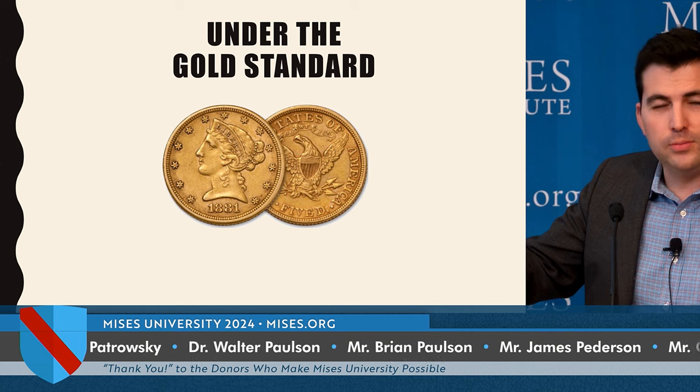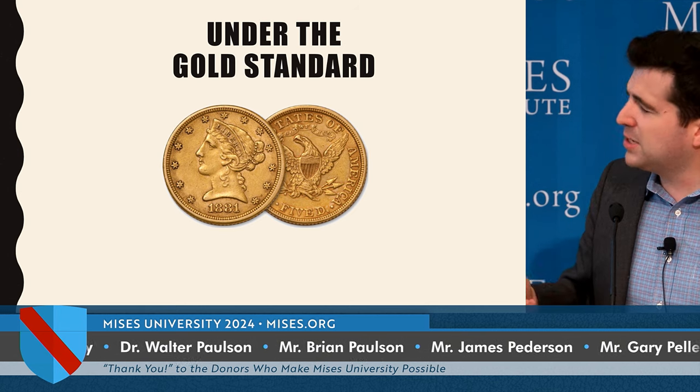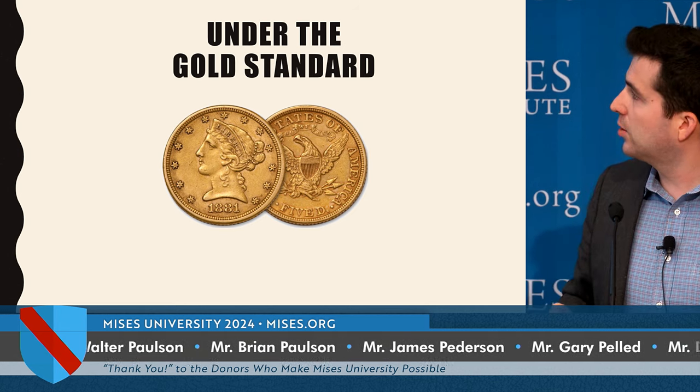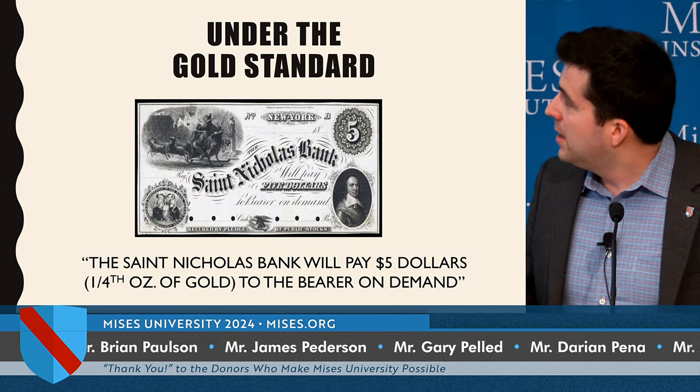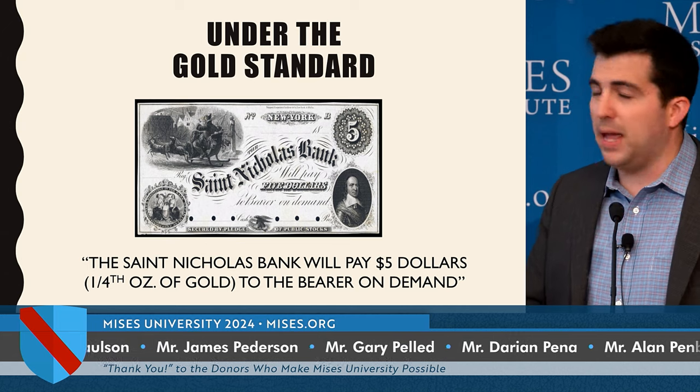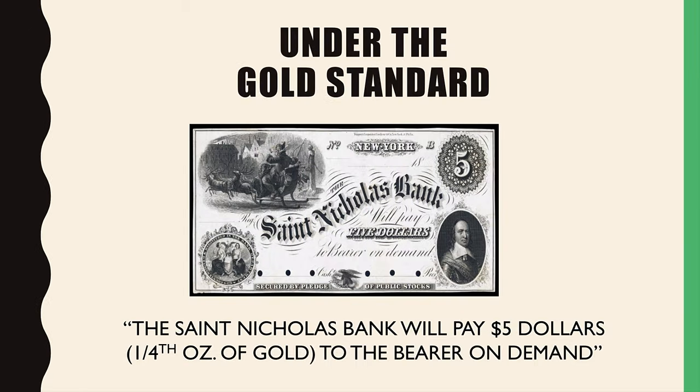But then people thought that this was kind of cumbersome. So as Dr. Klein discussed, people started to use banks. And here's a banknote from the St. Nicholas Bank in New York. Santa Claus, that's how he gets the money to pay for the elves. He ran a fractional reserve bank back in the day. See, you learn something new every day.